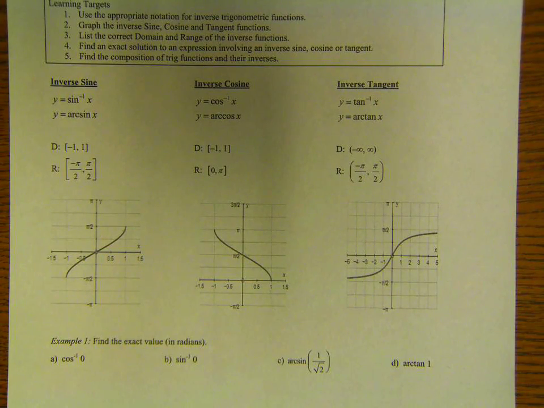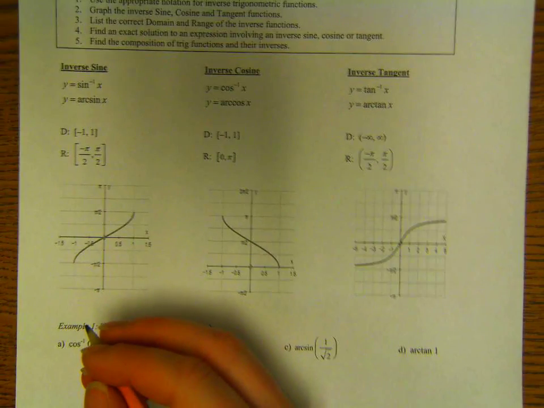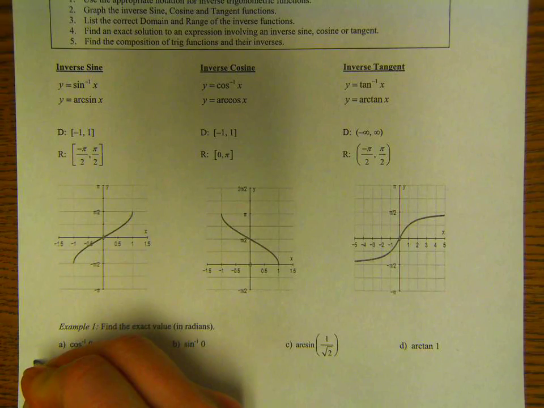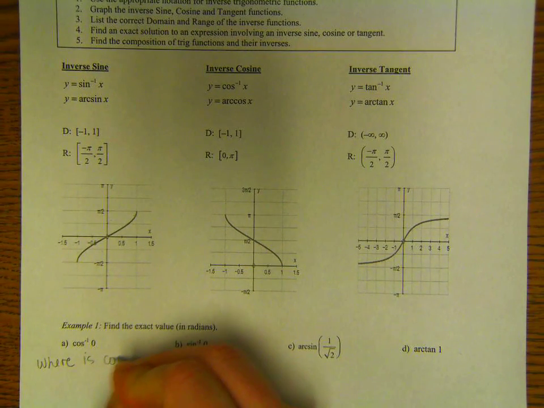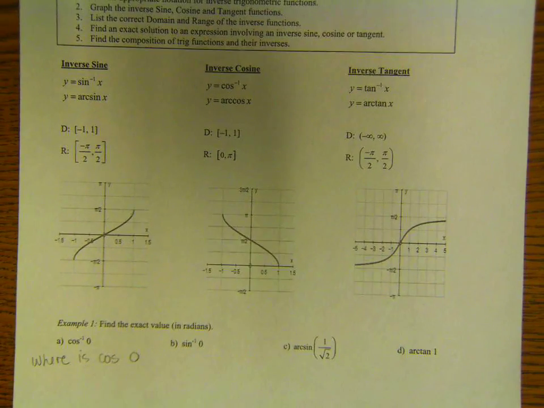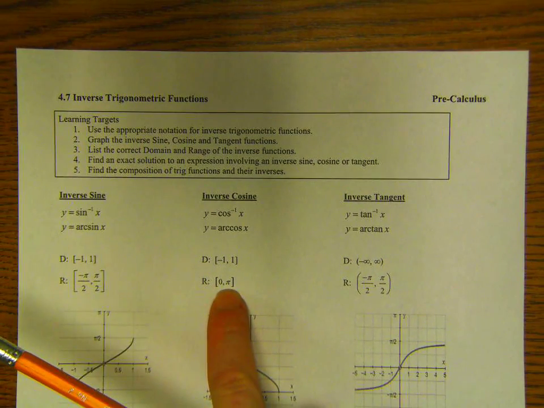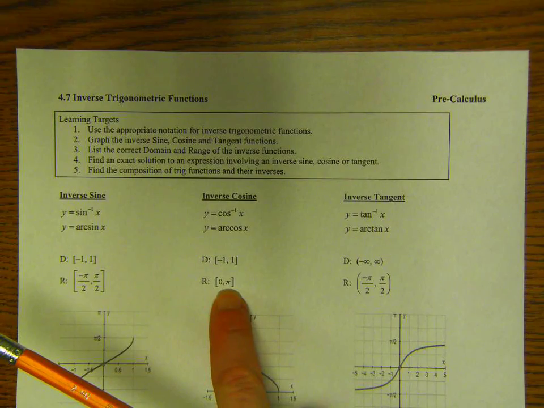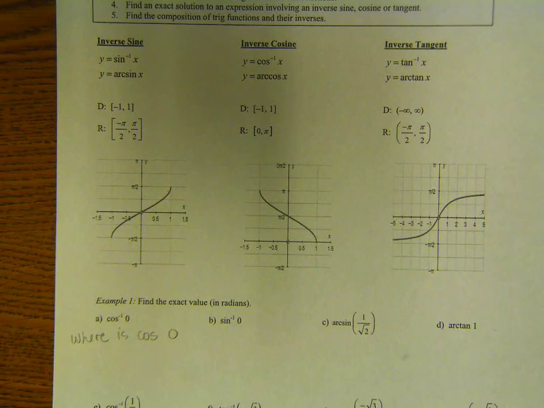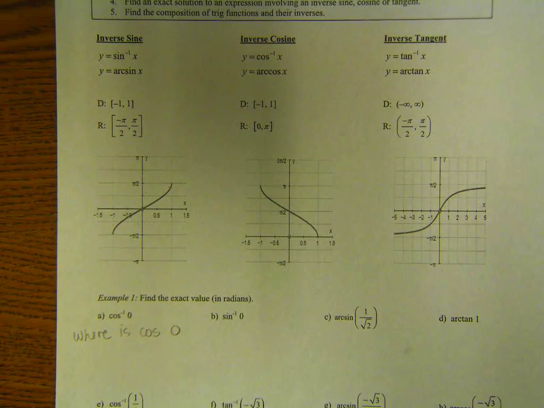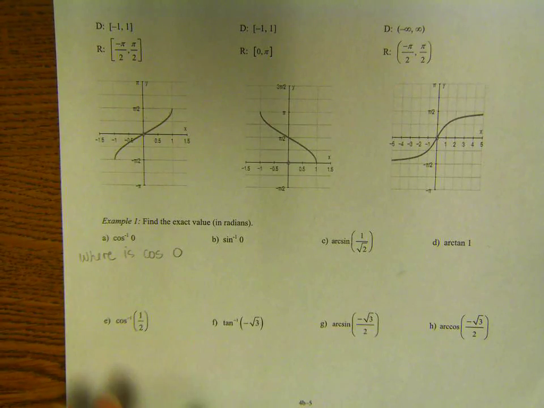The cosine inverse of 0. What I mean by this is, what angle is the cosine 0? The only spot we're going to look, though, is 0 to pi, because there's more than one spot. What do you think? Where's the cosine 0?